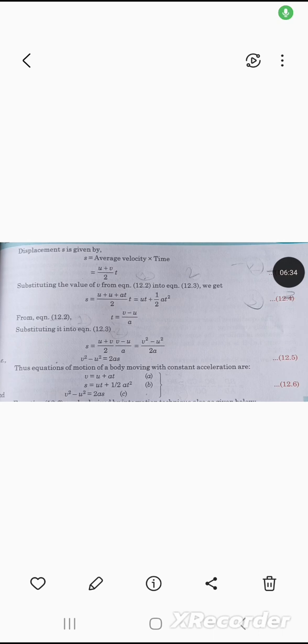the velocity from which it starts, and acceleration is defined as the rate of change of velocity. Since it is uniform, we can write A is equal to V minus U upon T. So V is equal to U plus AT. Next, displacement S is given by S is equal to average velocity into time, is equal to U plus V upon 2 into T.